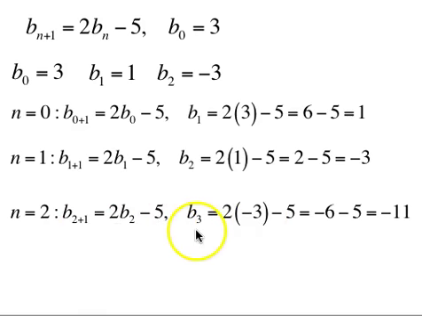b sub 2 plus 1, b sub 3, is 2 times b sub 2. 2 times negative 3 minus 5. Negative 6 minus 5 is negative 11. So b sub 3 is negative 11. And let's do one more.